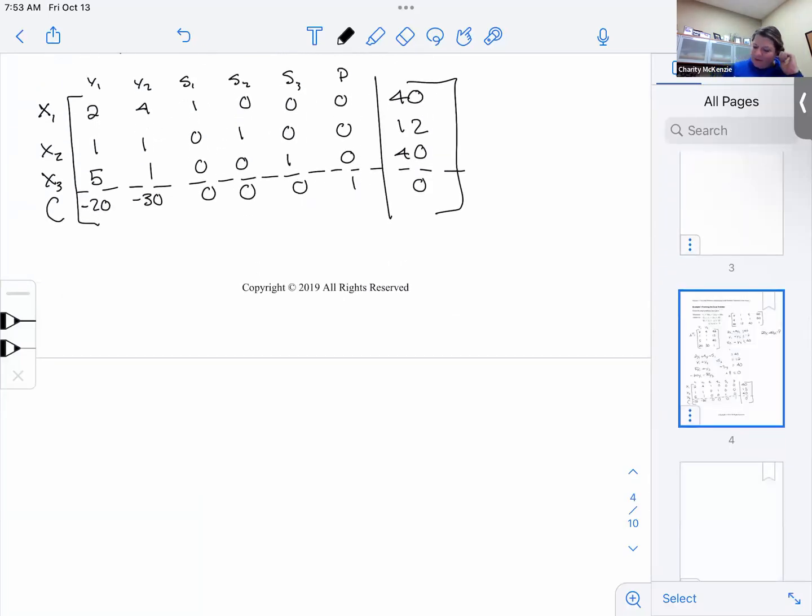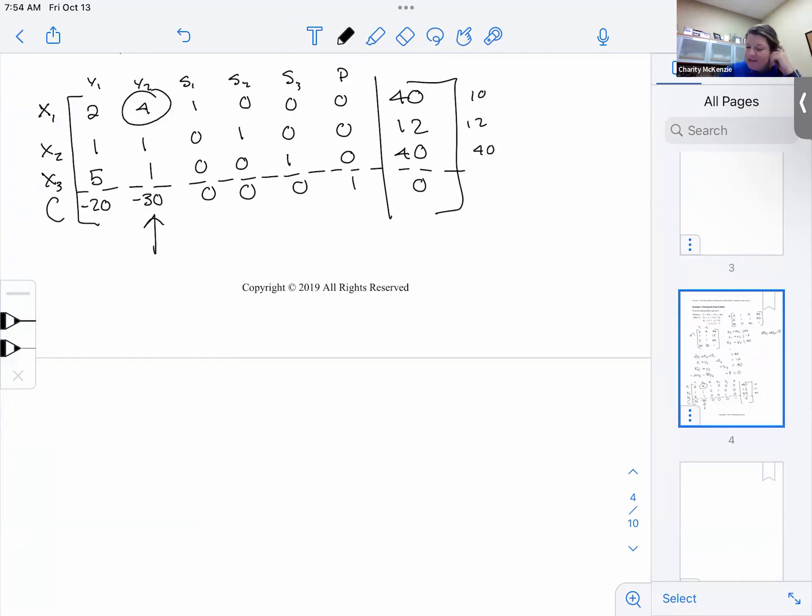So then from here, which one has the biggest negative? That's going to be the 30. 40 divided by 1 is 40. 12 divided by 1 is 12. And 40 divided by 4 is 10. So this number here, this 4, is going to be our pivot.